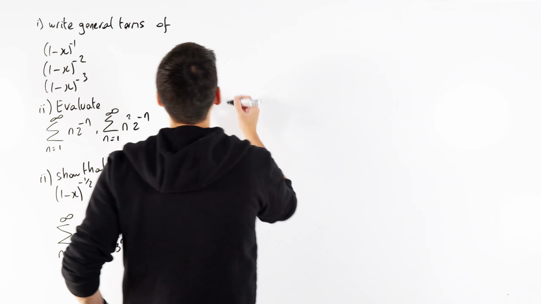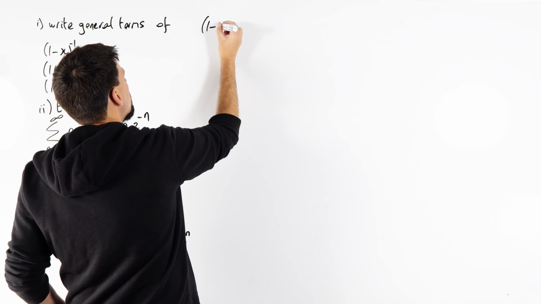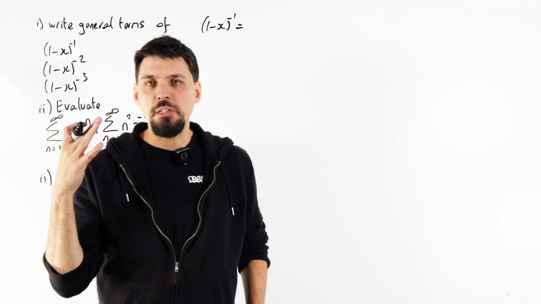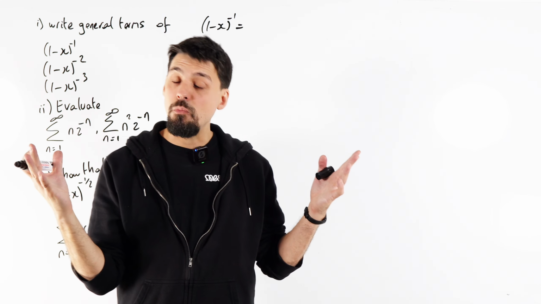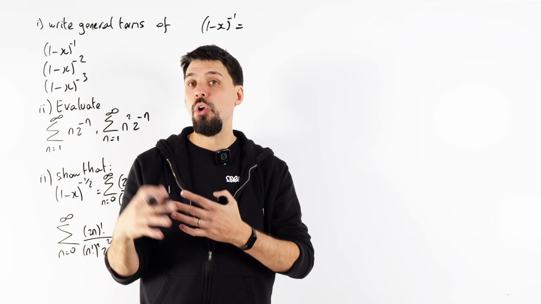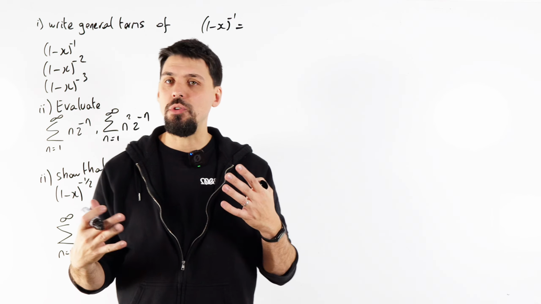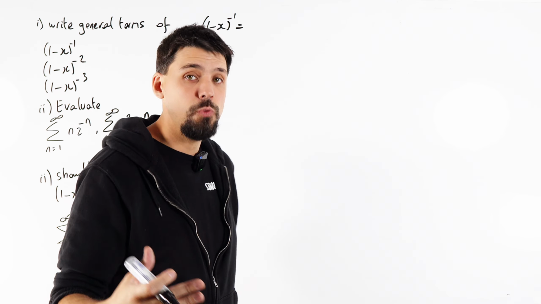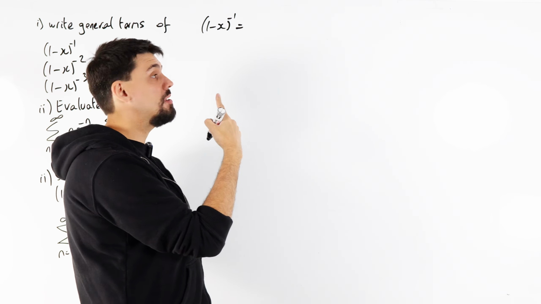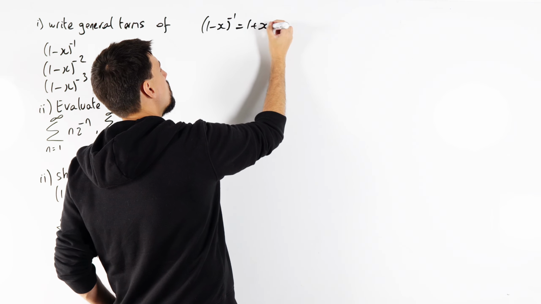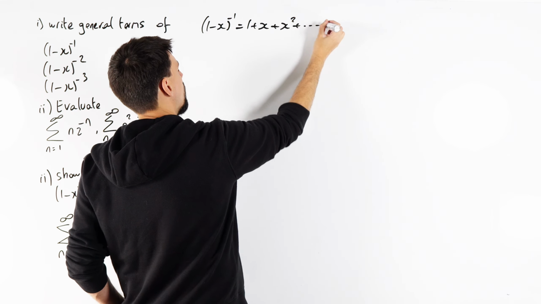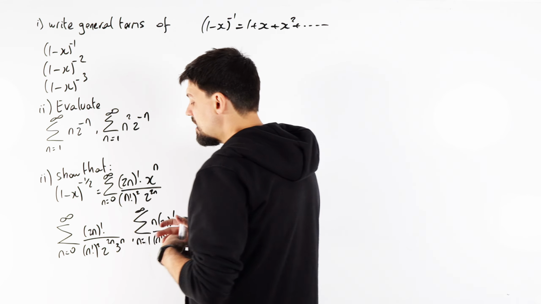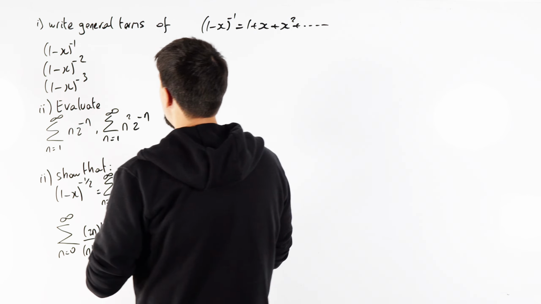So 1 minus x to the minus 1. You can use the binomial expansion formula that you probably have somewhere from your A-level textbook. You can use Maclaurin series, however you want to view this. I'm just going to go straight for that sort of general binomial expansion formula. And this one I just know. Why? Because it's a cool expansion, because it's 1 plus x plus x squared plus dot, dot, dot. Now, looking at that, what is the general term of that?